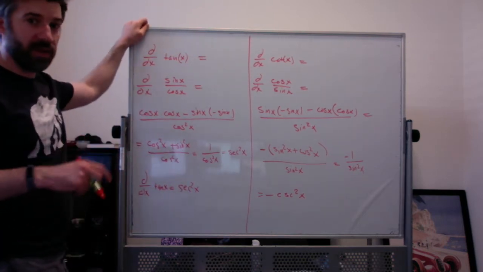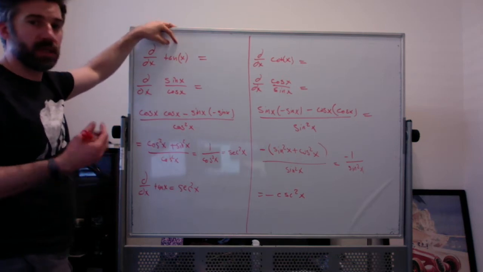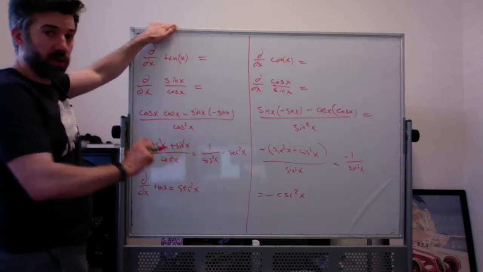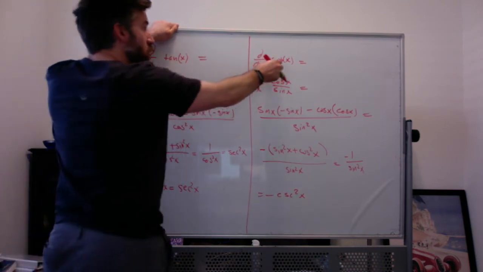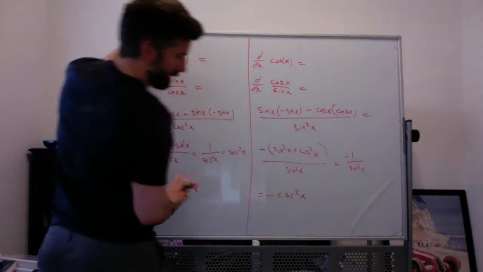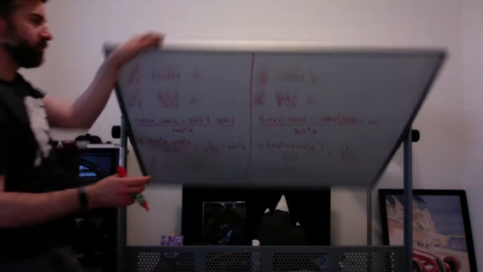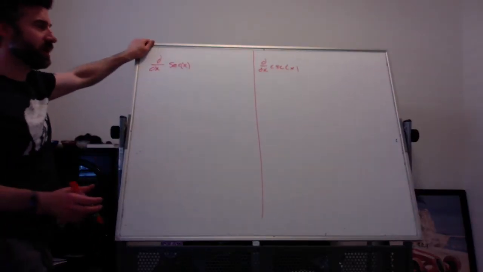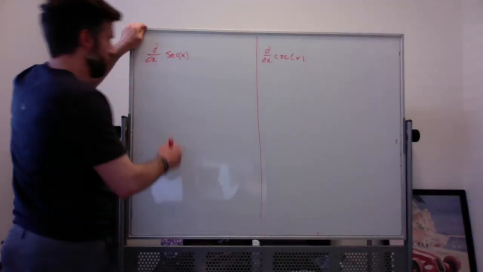And the way I kind of think about it is the derivative of tangent is secant squared x. Put a co in front of it, and the derivative of cotangent is cosecant squared x with a minus sign. Alright, now let's do secant and cosecant. I'll do secant, you guys do cosecant.